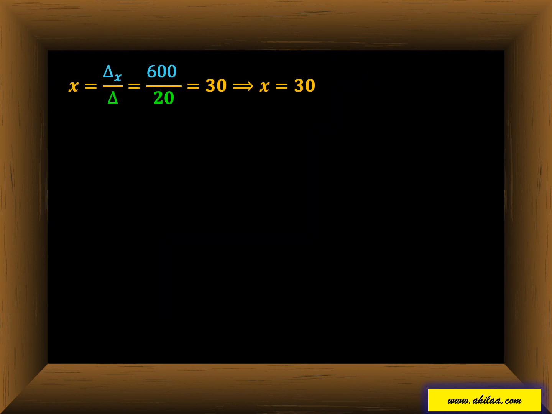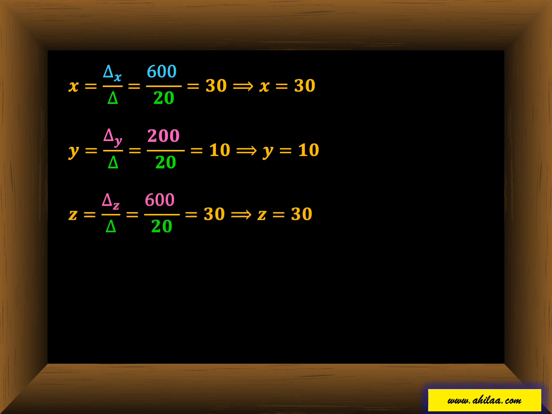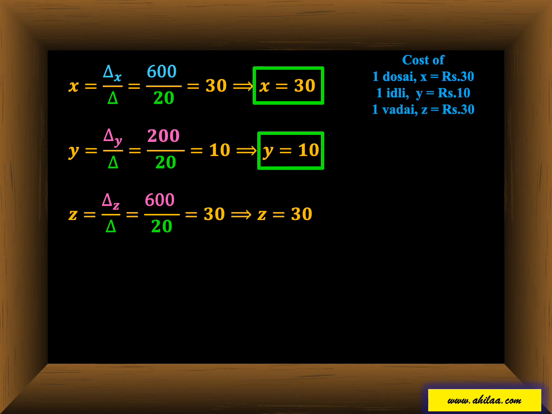Now find the variable values using the formula x equal to delta x by delta equal to 600 by 20, which is equal to 30. Therefore, x equal to 30. y equal to delta y by delta, 200 by 20, which is equal to 10. Therefore, y equal to 10. Similarly, z equal to delta z by delta equal to 600 by 20 equal to 30. Therefore, z equal to 30. Therefore, we get the cost of one dosai x equal to rupees 30, cost of one idli y equal to 10 rupees and cost of one vadai z equal to 30 rupees.